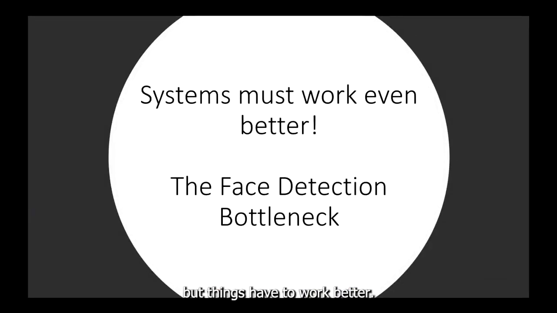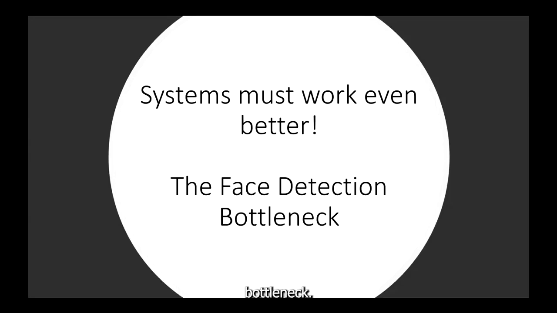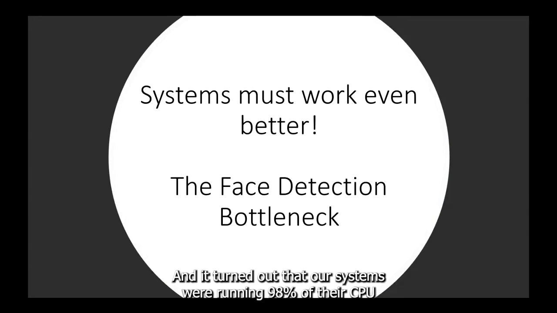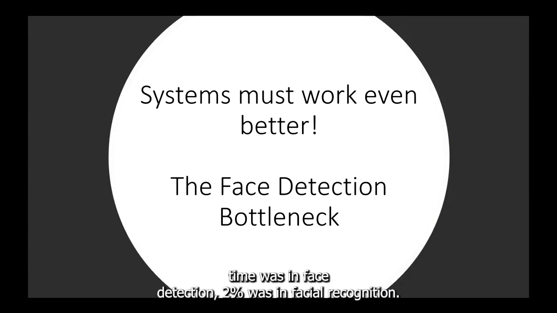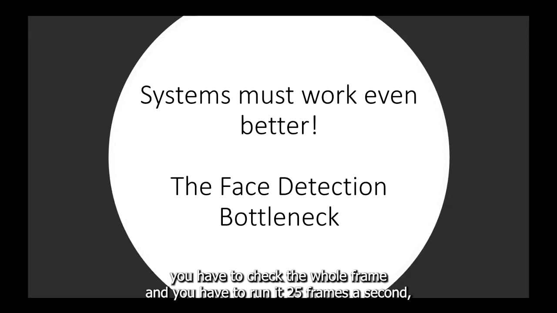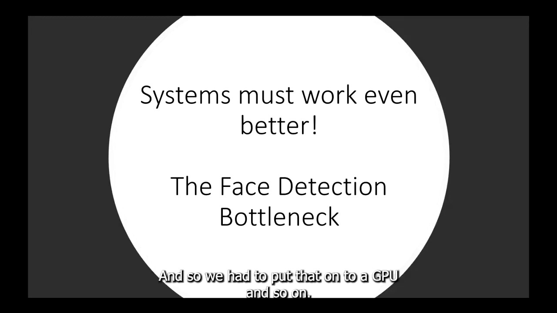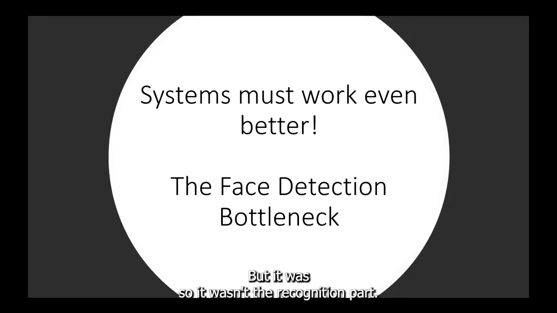But things have to work better. So one of the problems with the system back then was the face detection bottleneck. And it turned out that our systems were running 98% of their CPU time in face detection, 2% in face recognition. So the detection was the big problem, because with detection you have to check the whole frame and you have to run at 25 frames a second, to stay real time. And that was using up an enormous amount of power. And so we had to put that onto a GPU and so on. But it wasn't the recognition part.